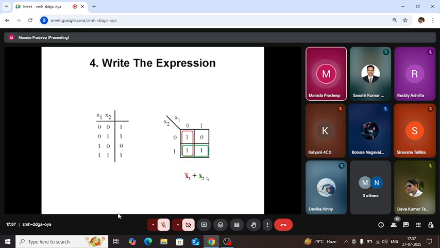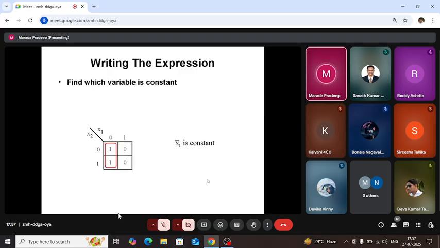Next, this green one is x2, because x1 transitions 0 to 1, x1 dot x1 bar is 0, so it's coming to x2. Next, here I already discussed.